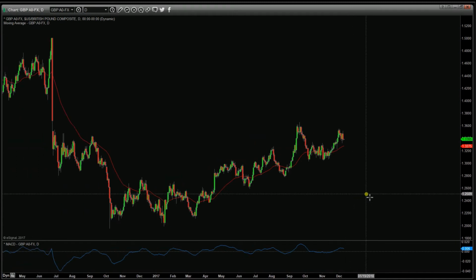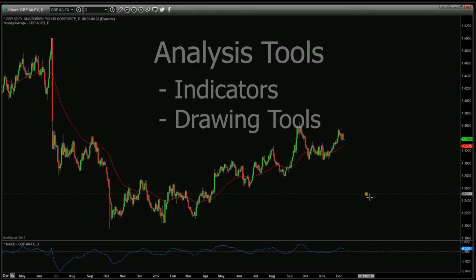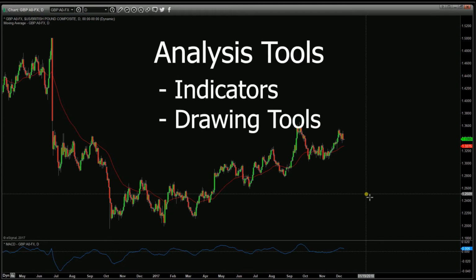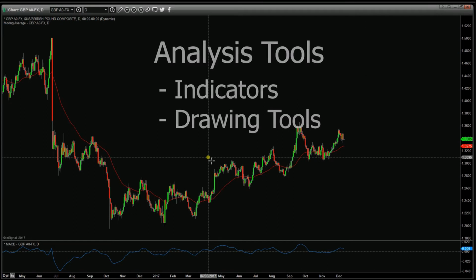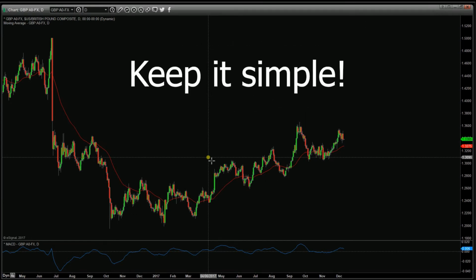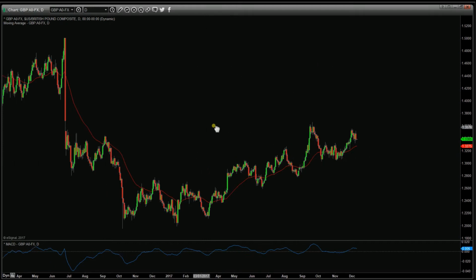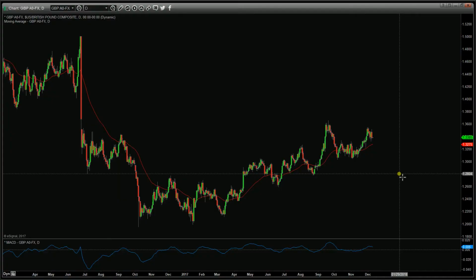Now, there's 2 sets of tools that we use to start our analysis: indicators and drawing tools. And there's one golden rule to apply to both of these tool sets, and that is keep it simple. There are literally hundreds and hundreds of different indicators out there and just as many drawing tools, and things can get out of hand very, very quickly. Now, I use 2 indicators. The 50 EMA is the first one, represented by this red line. And EMA stands for exponential moving average, and 50 stands for how many days back it is applied to. So it's the last 50 close prices.